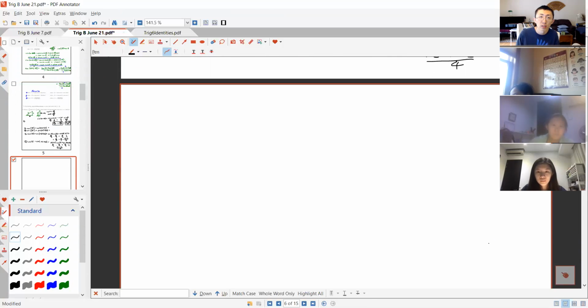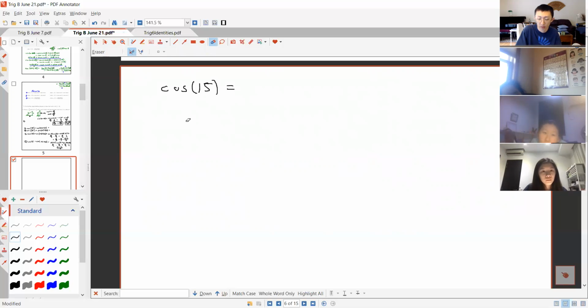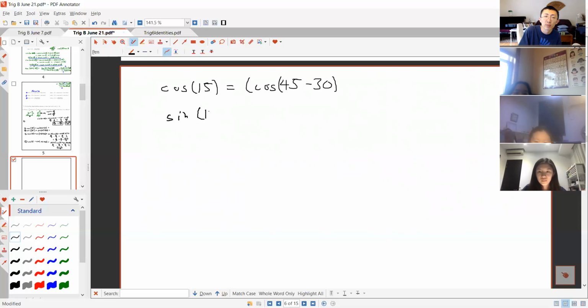So just as a little bit more exercise, can you use the subtraction formulas to find cosine 15? And so how should we rewrite 15? 45 minus 30. Yeah, so just to practice using the subtraction formulas, do this and this, and see what you get.